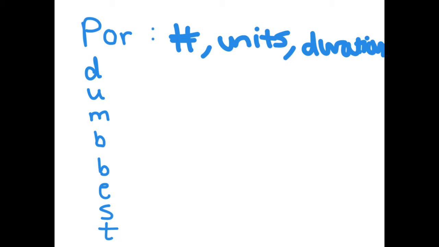The acronym you can remember to when you use por is DUMBEST, and it's spelled D-U-M-B-B-E-S-T. And then I'll go through what each letter means.